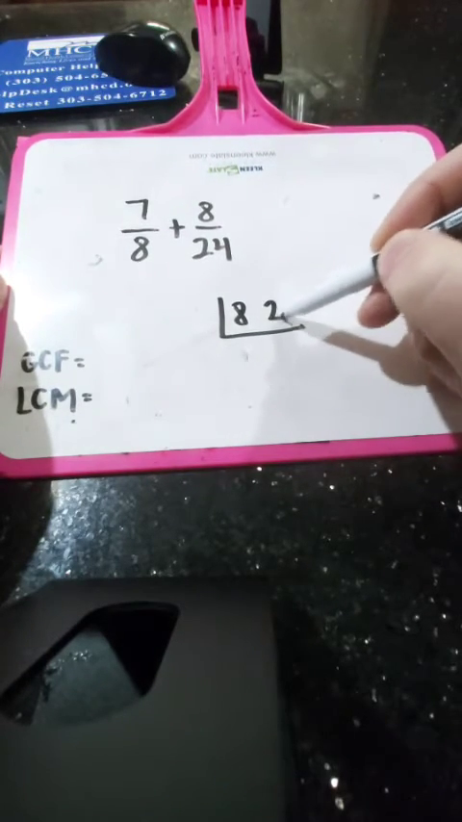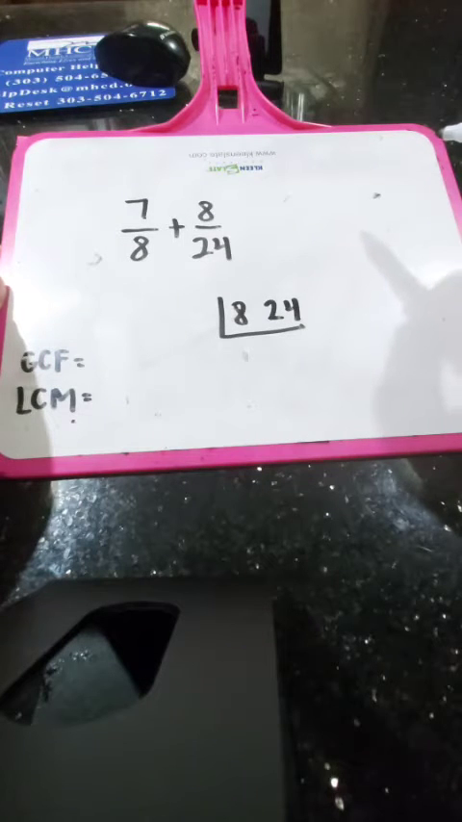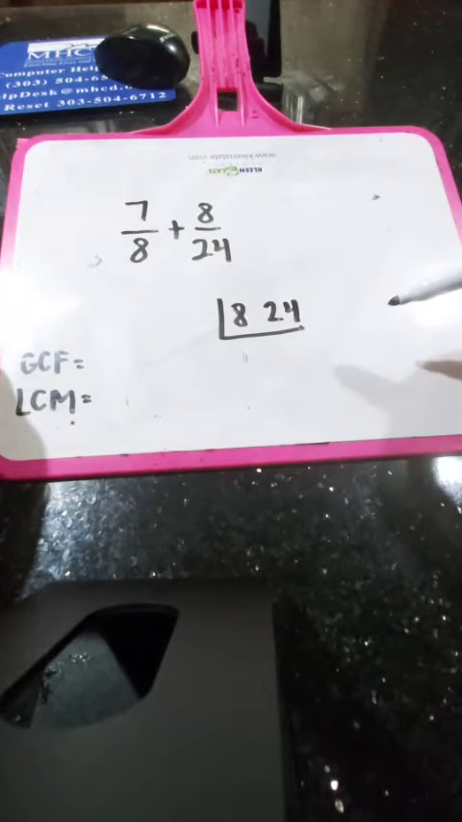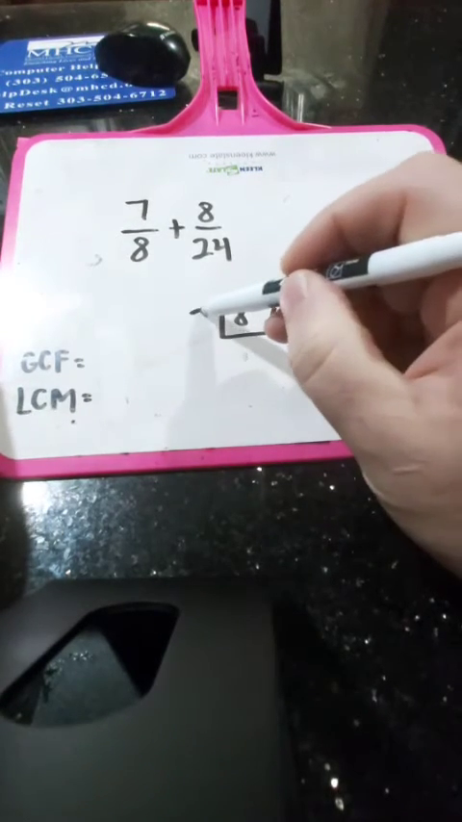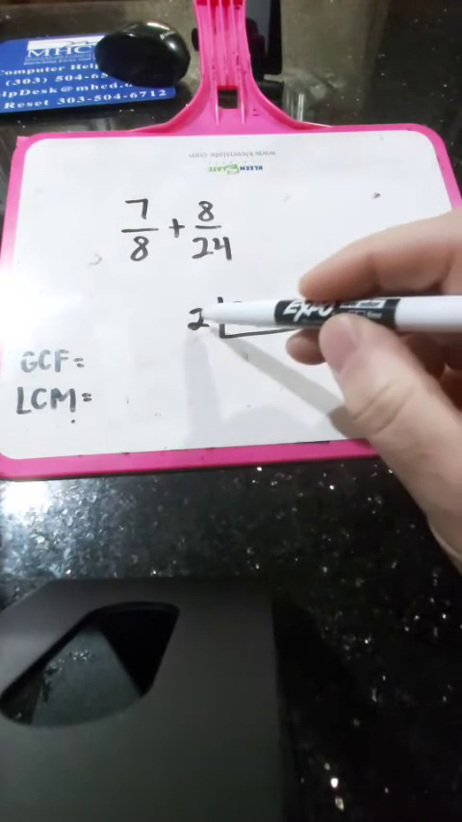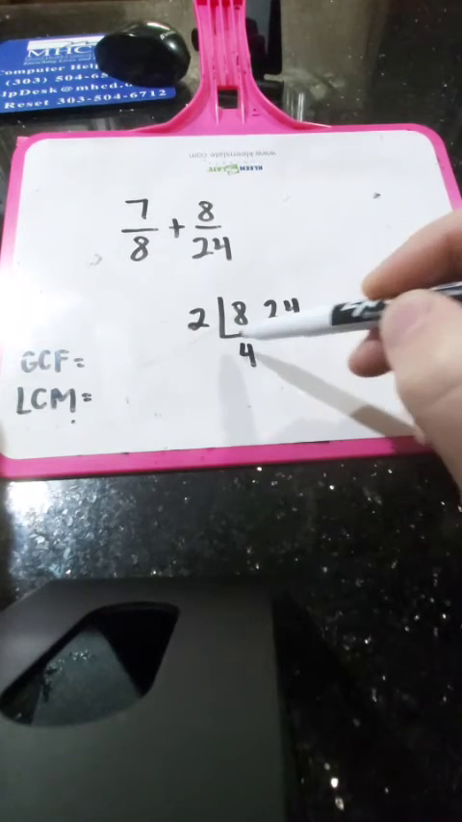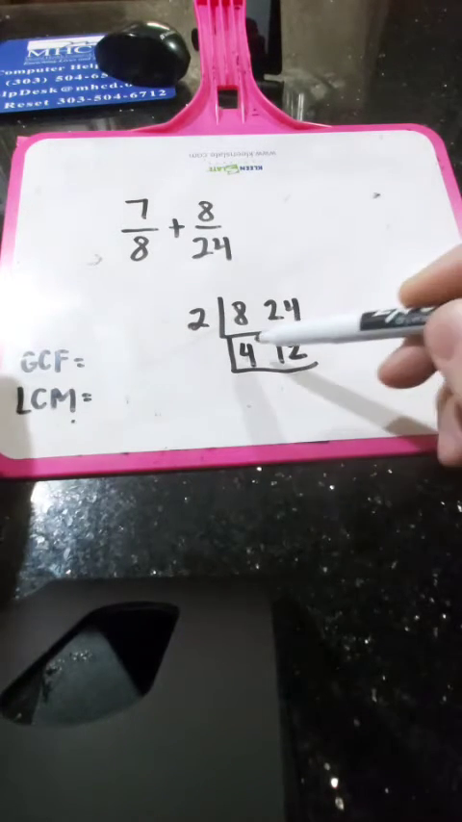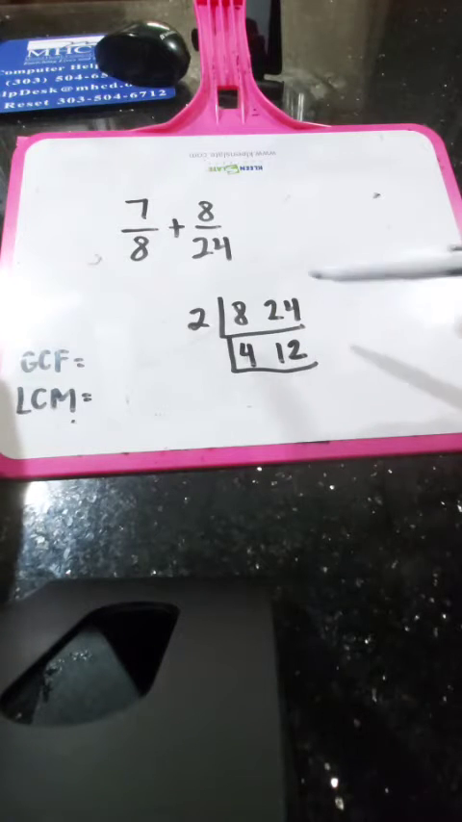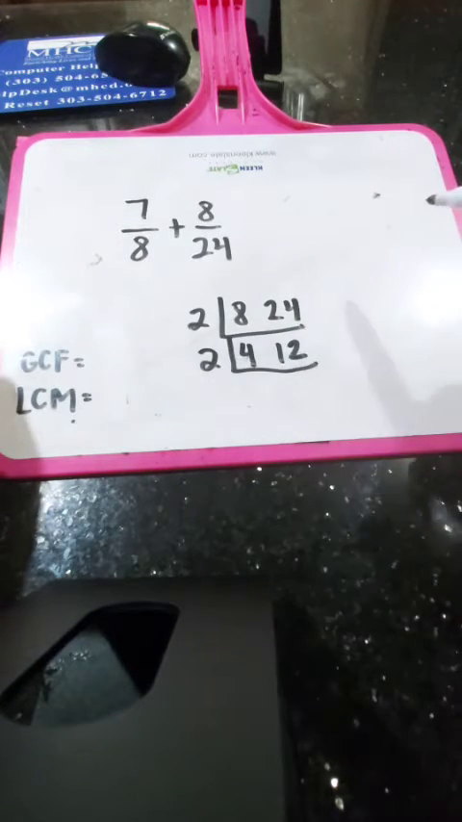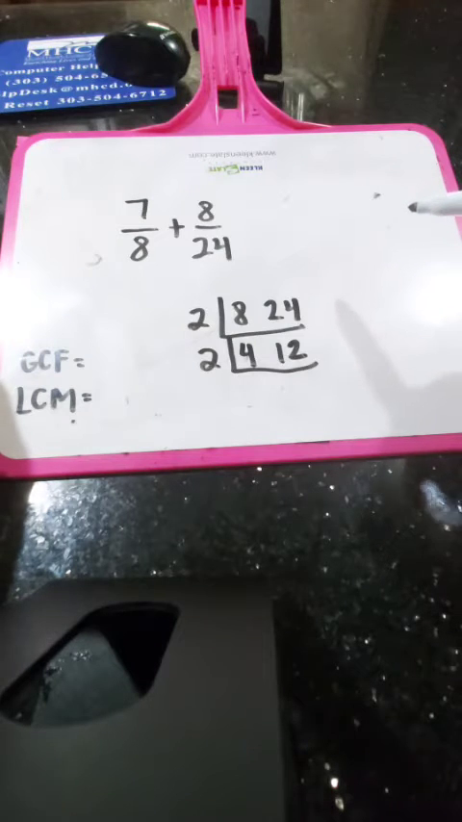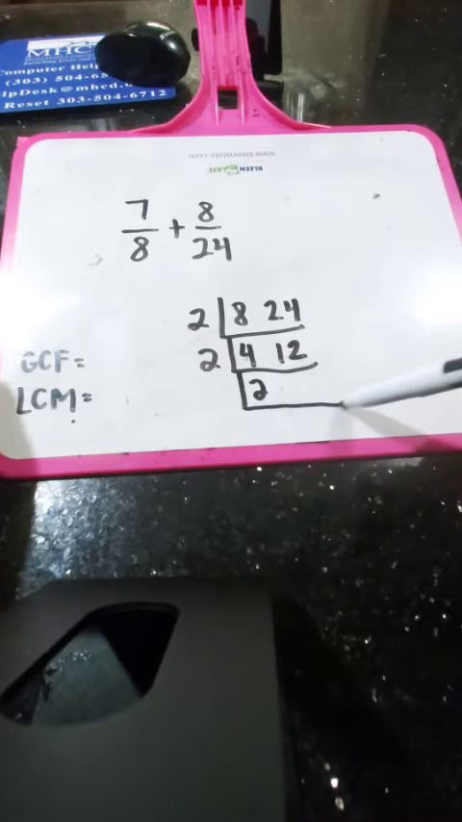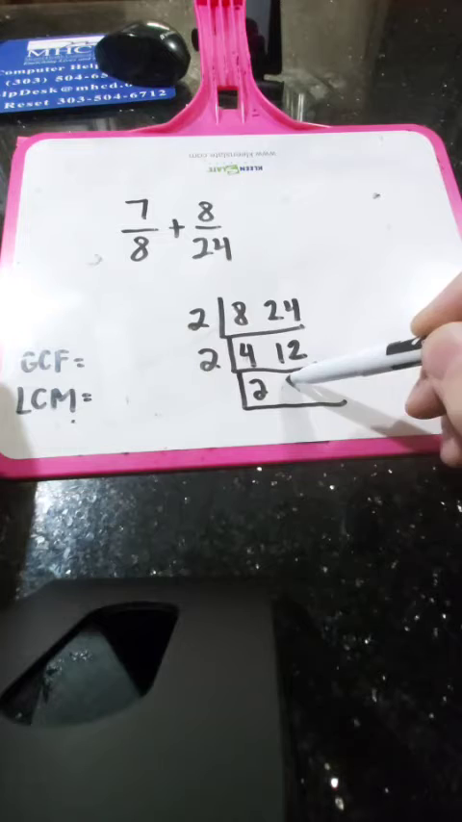So 8 and 24. All right, and as I've told you guys before, anytime that both numbers are even, then that's going to mean that the lowest prime number that we can use in this ladder method is in fact 2. All right, so 2 divided by 8 is 4, and 2 divided by 24 is 12. Once again, we have two even numbers in our ladder, so again, we're going to use 2 as our lowest prime number. 2 can go into 4 2 times, and 2 can go into 12 6 times.